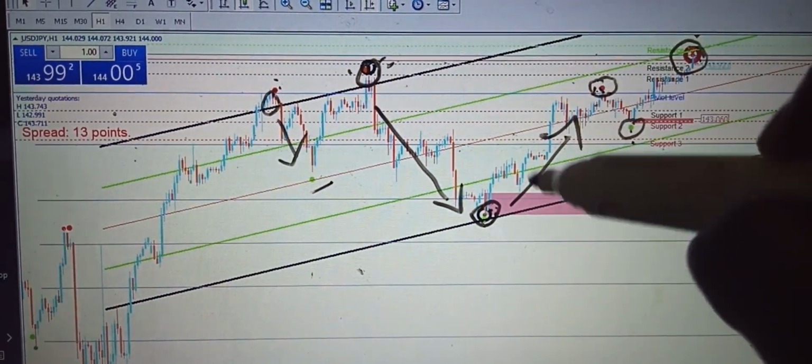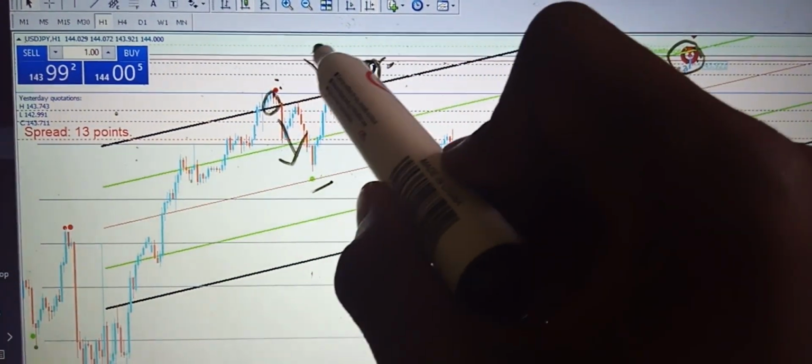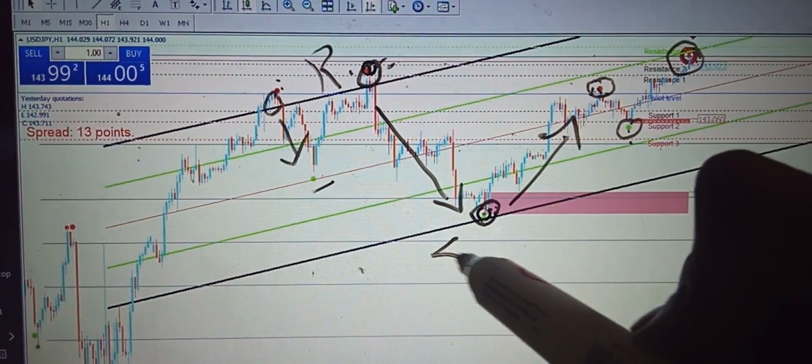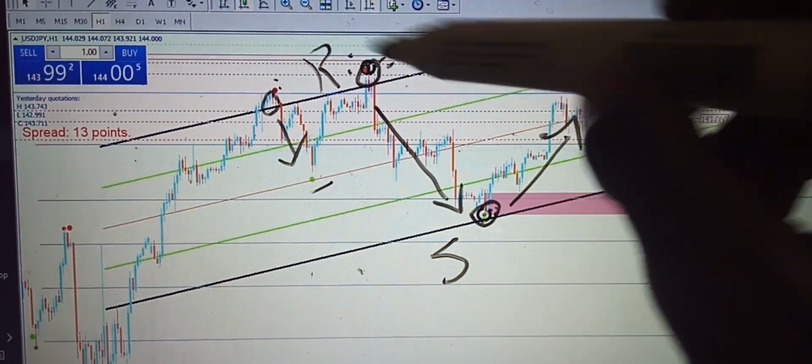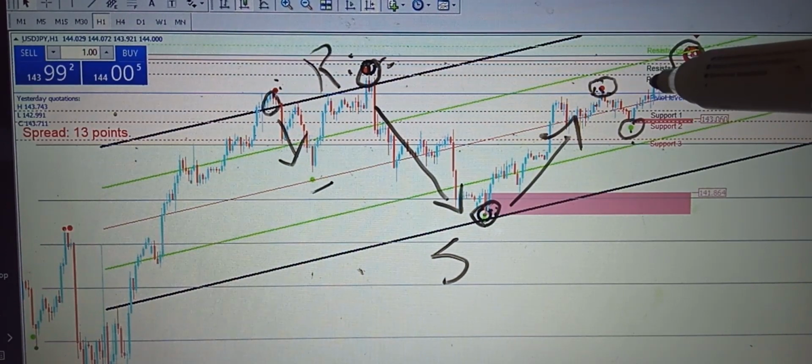Okay, when it comes to trends, not support and resistance, when it comes to trends, remember our resistance will be there, our support will be there. So we only trade the resistance and the support levels. What is happening inside, we don't trade it.